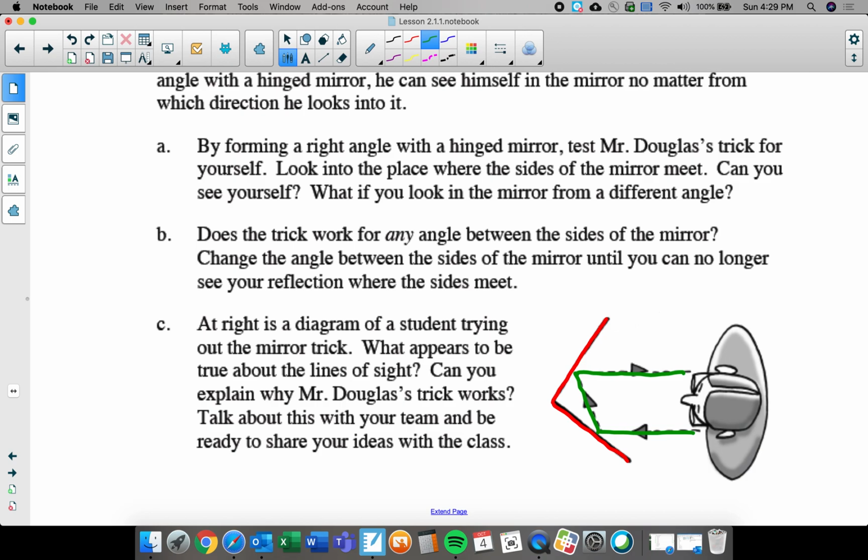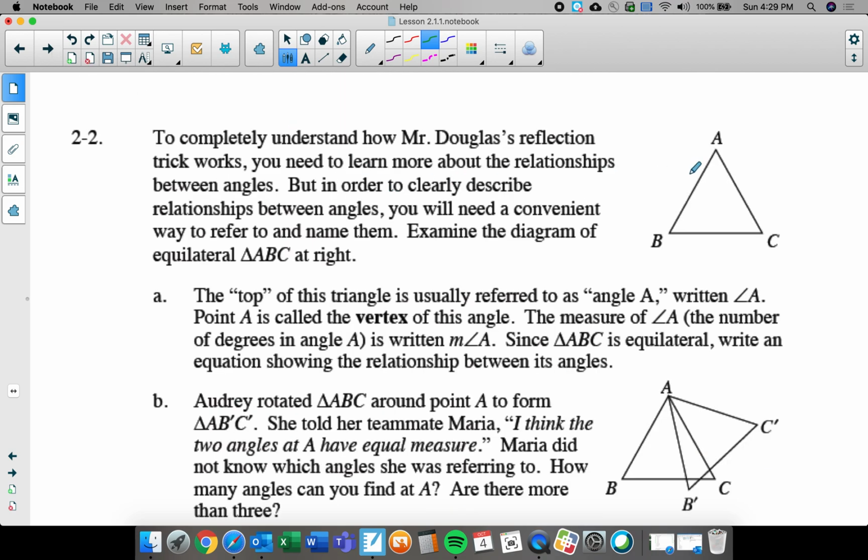One of the things they talk about down here is what appears to be true about the line of sight. Well, they even have it right in here. If you notice, they've got some arrows in here. Looks like those two are probably parallel to each other. That's something that we're going to take a look at, parallel lines and things along those lines. So let's go on to the next problem and see what we have here.